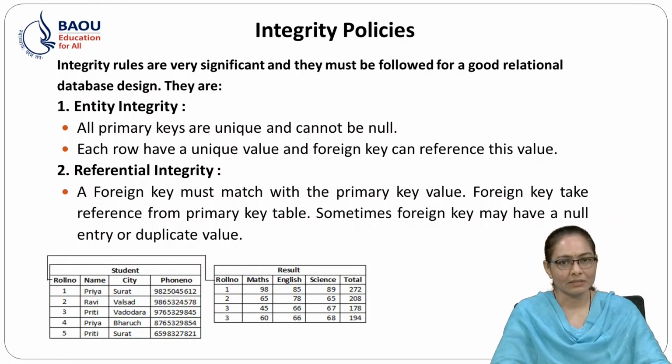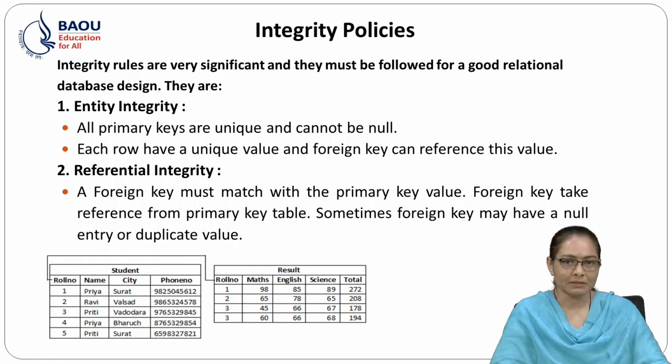Now, the second one is referential integrity. Referential integrity ensures that a foreign key must be matched with the primary key value. The foreign key takes the reference from the primary key table or a master table. Sometimes a foreign key may have a null entry or a duplicate value.